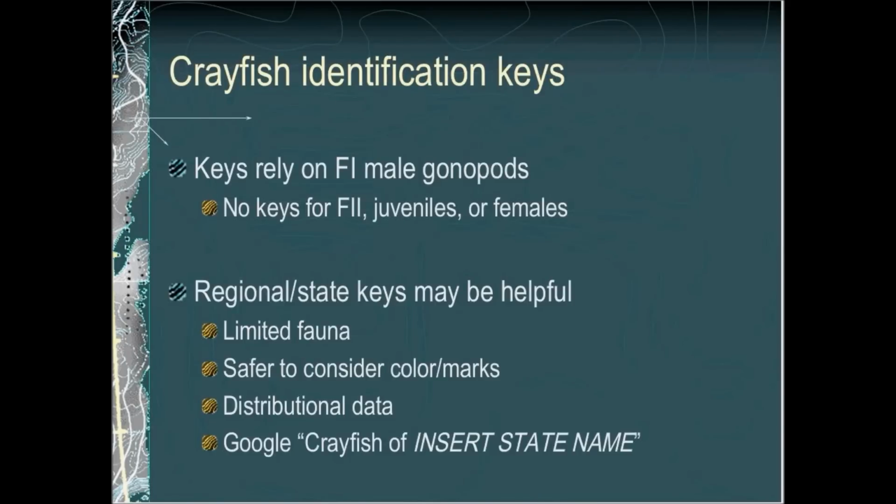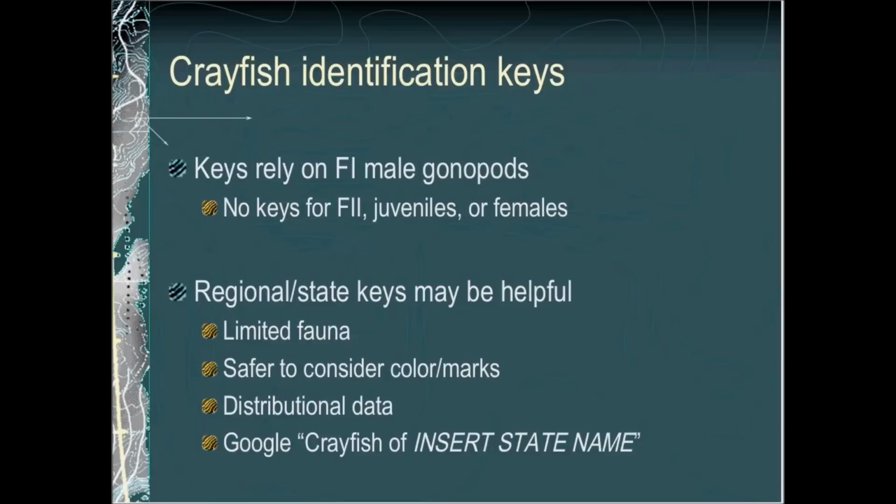Now, a little bit on keys. The keys, as I mentioned, most of those rely on reproductively active males and those gonopods. There are not keys for Form 2 juveniles or females. However, you may have a regional or state key that might be helpful. So, for example, we've got one in Missouri for the bait dealers that's only 4 or 5 species, and you don't necessarily need a Form 1 male. The one that the University of Washington put out doesn't use gonopods, and because it's only looking at 3 or 4 different species, again, limited fauna.